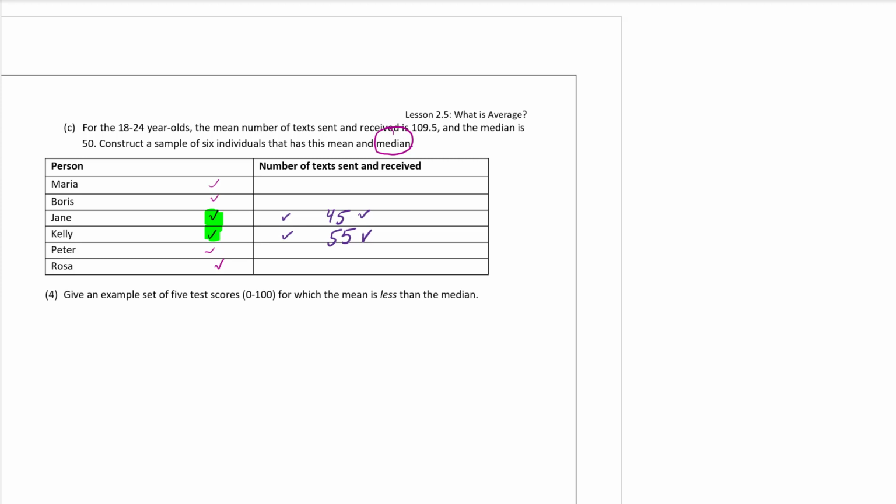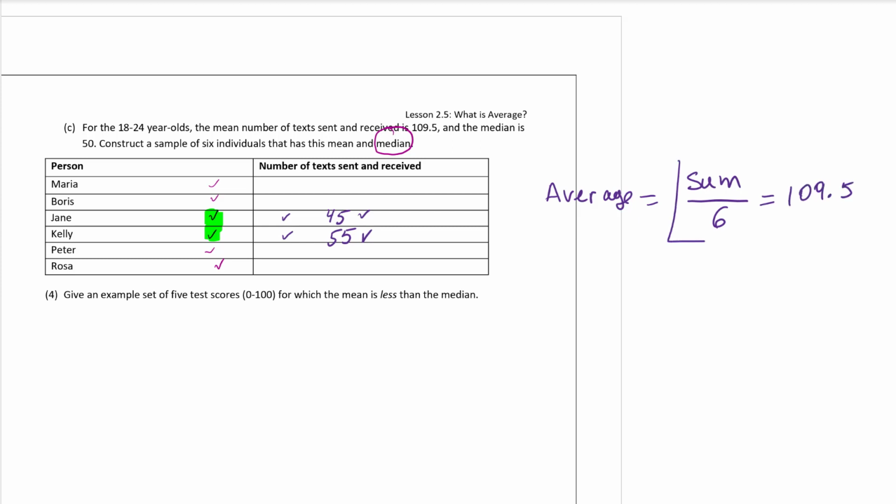So the other numbers should be, for Marie and Boris, less than 45, and for Peter and Rosa, more than 55. And the average needs to be 109.5. So let me ask you a question here to help you get those numbers. You can say, all right, what is the average? It's when you take all the numbers, you sum them up, you divide by 6, and you get 109.5.